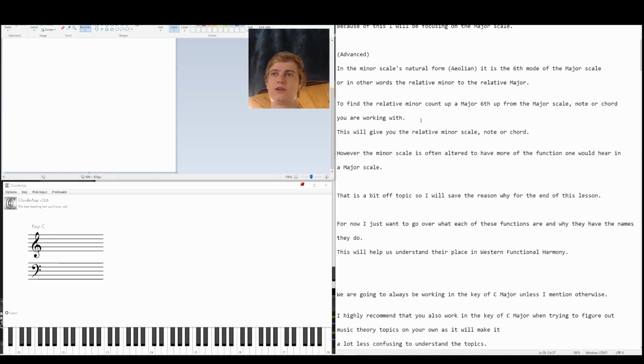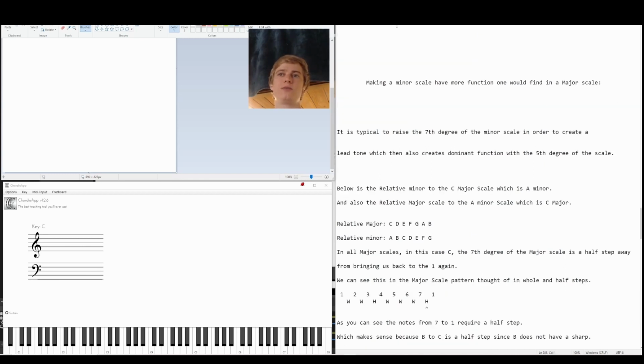However, the minor scale is often altered to have more of the functionality one would normally hear in a major scale, so it is typical to raise the 7th degree of the minor scale in order to create a leading tone, which then will also create dominant function with the 5th degree of the scale. I'm going to go over all this in a second.